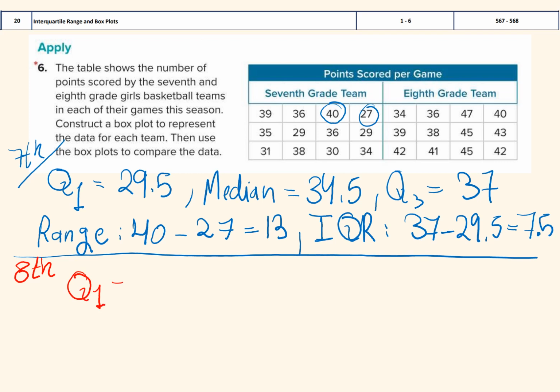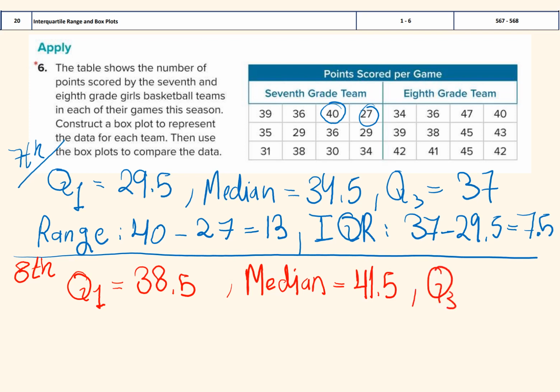Q1 is going to be 38.5. And the median is going to be 41.5. Finally, Q3 is going to be 44.